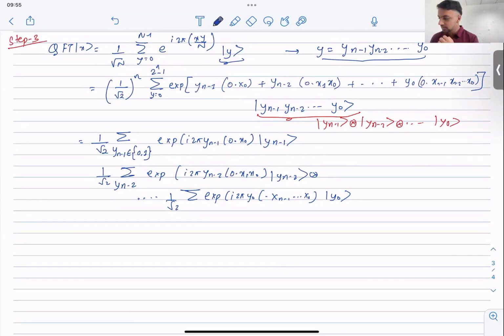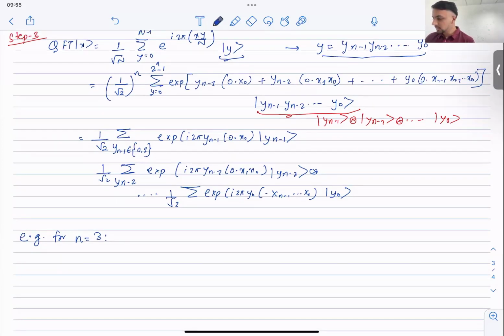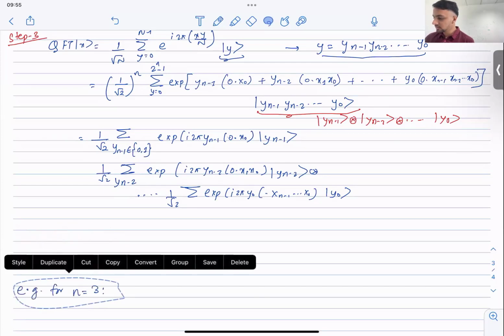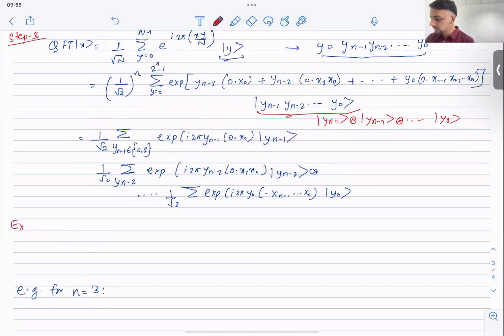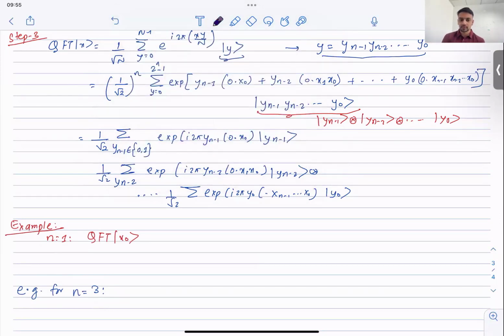Okay, so let's look at an example for n equals 3. So we can look at this term by term. Before I go into n equals 3, we're done with the QFT expansion in terms of binary fraction. But let's look at n equals 1, actually. So what happens when I have QFT on x0 using this definition? I'll only have a single term, right? Can you tell me what this looks like?